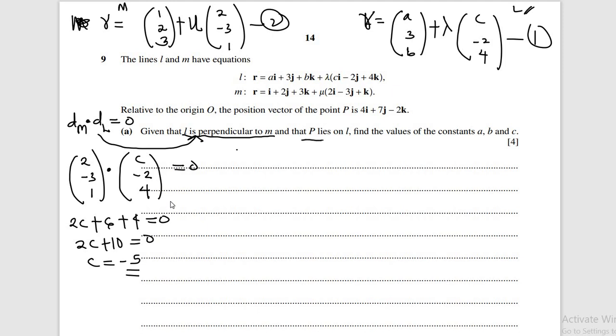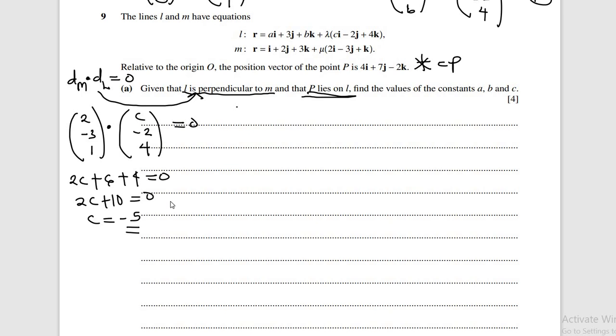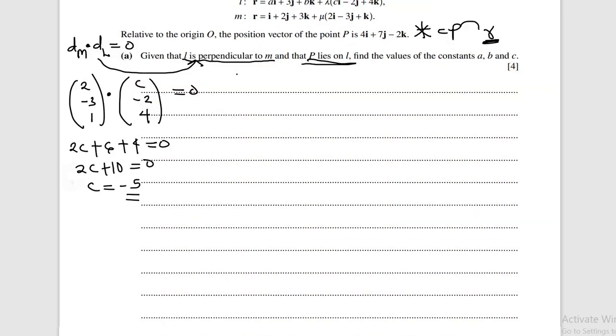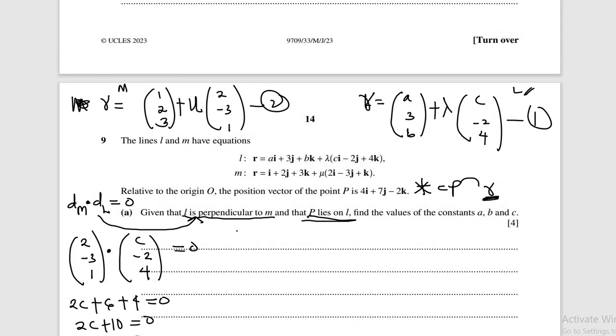P lies on L. Let me interpret that one too. Where is P? This is P. And P lies on L. If P lies on L, it means that P will now take the position of R in L. That's the meaning. P will take the position of R in L. What's L? You can see this is L.